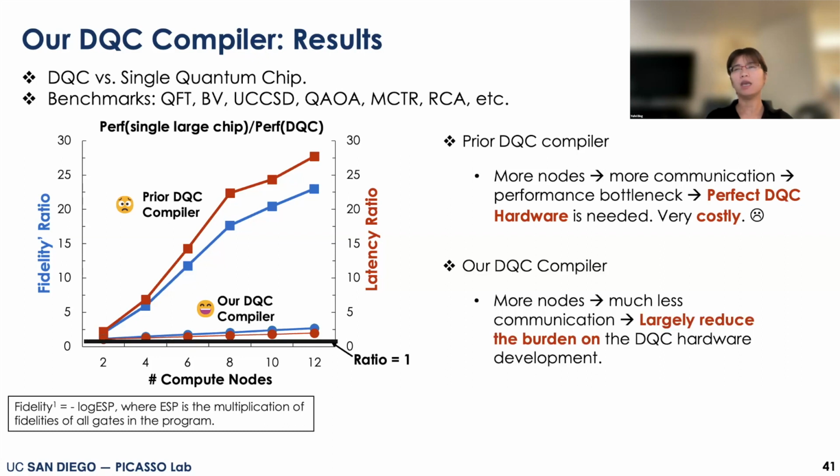In this way, the majority of our job is local computation, with only a minimal number of communications needed. That could largely reduce the burden on DQC hardware development. So even though we are working on the software or architecture part, we can give better guidance to the hardware people to let them know what is needed there.